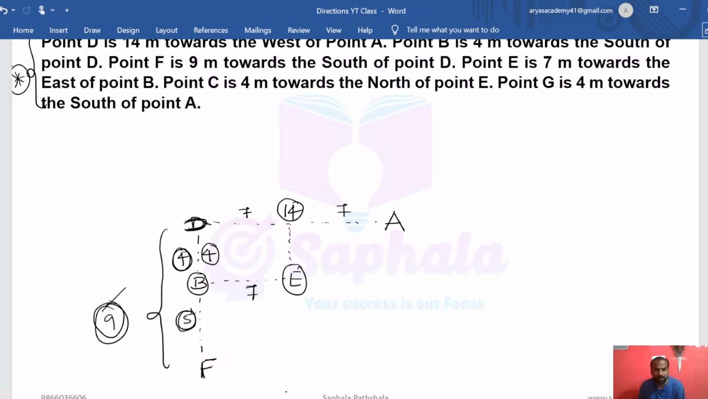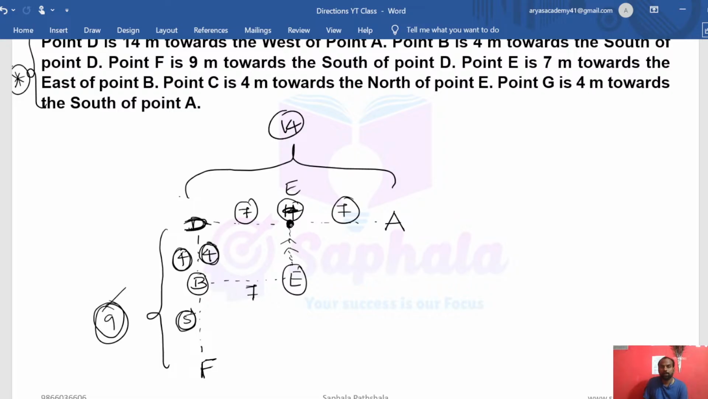And point C is 4 meters towards north of point E. See, you know this is already 4. From E, if I go towards north, I will remove this. Here comes this point. I am just marking it as a point, and that point is what? E. And you already know that this total distance is 14, which has been divided into 7 and 7. And this is the point which I have marked with a black colored dot, which is point E.